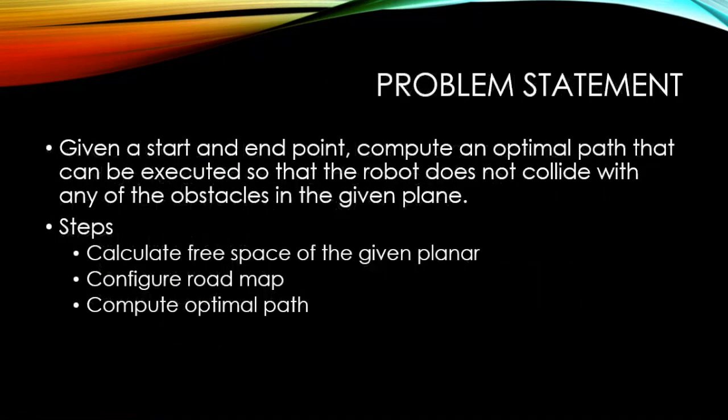So what's the problem statement? Given a start and end point, we want to compute the optimal path that can be executed so that the robot does not collide with any of the obstacles in a given plane. The only problem is that this plane in specific is a static one. So if there are changes in the environment, this algorithm won't work.